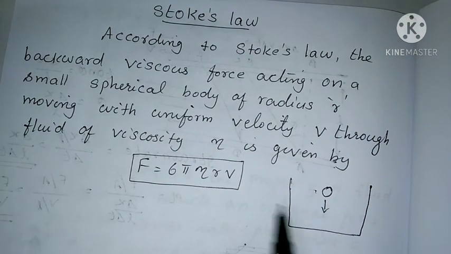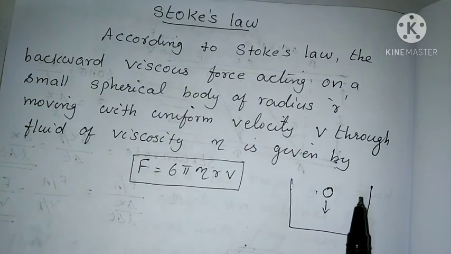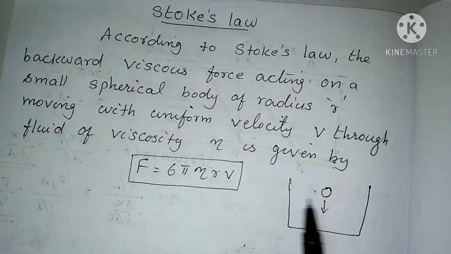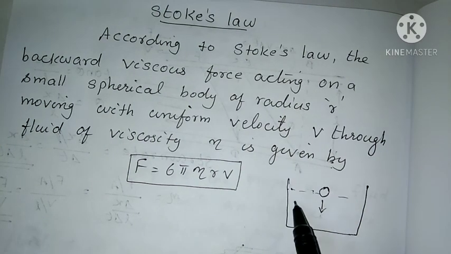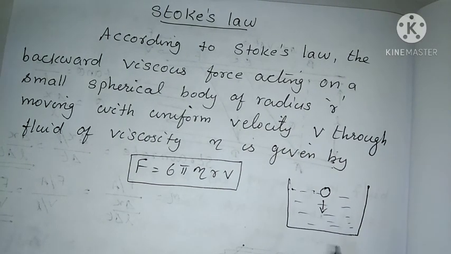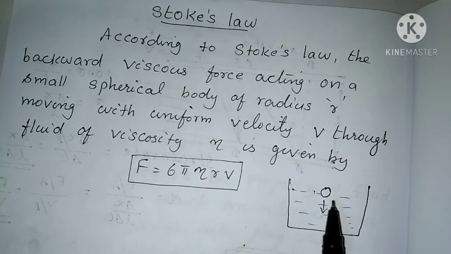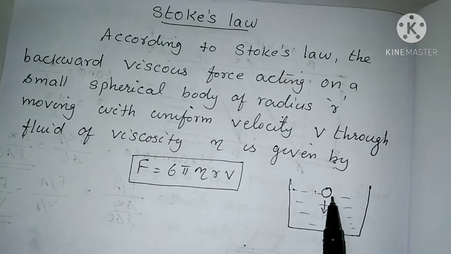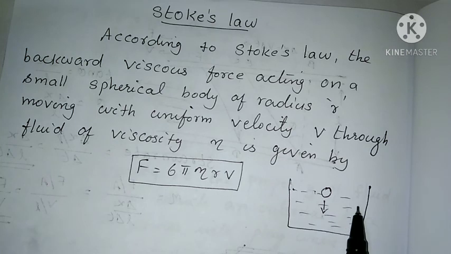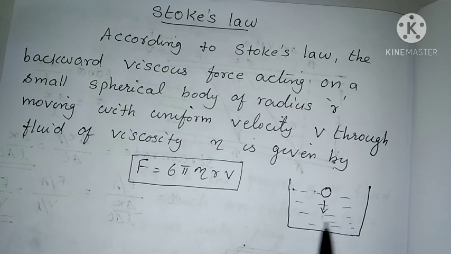Stokes law. So what is meant by Stokes law? So here, when a body falls through a viscous fluid. So here this vessel contains the viscous fluid. So when a body falls through this viscous fluid, the layer of the fluid in contact with this body moves with its velocity. But the fluid layer away from this moving body remains at rest. This produces the relative motion between the different layers of the liquid.